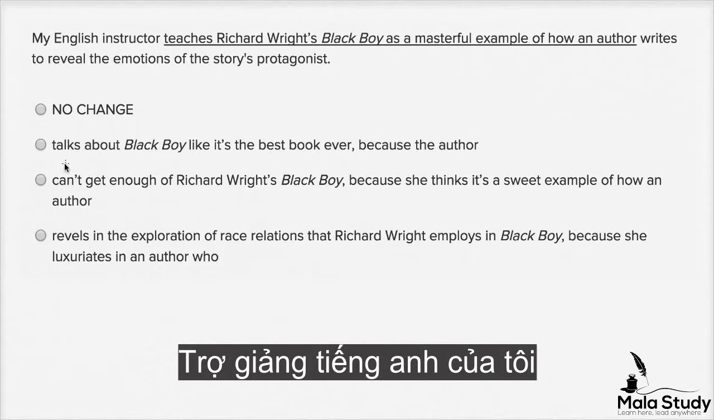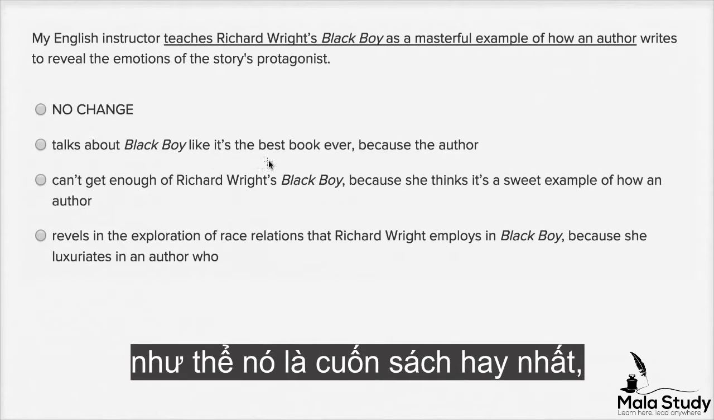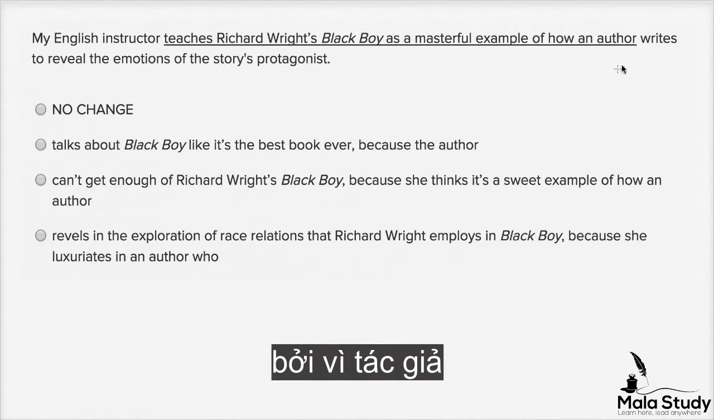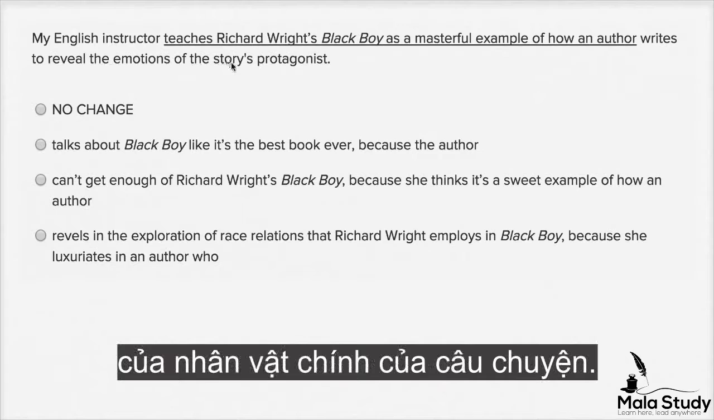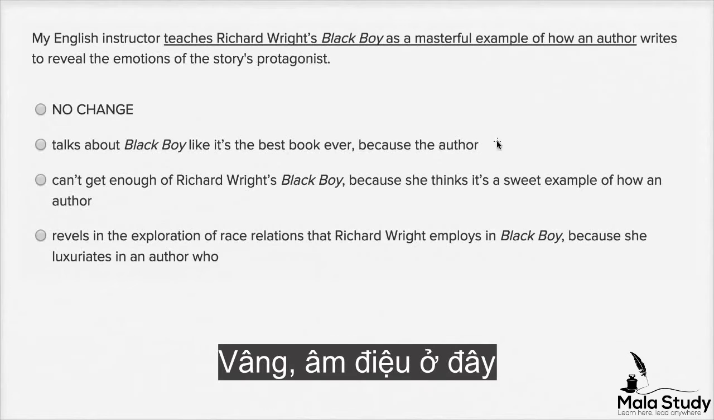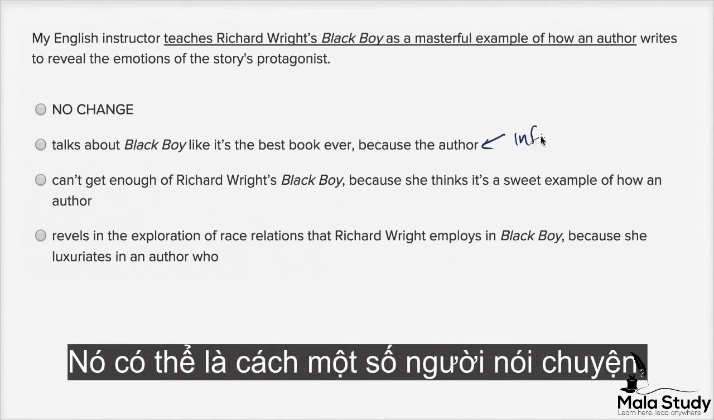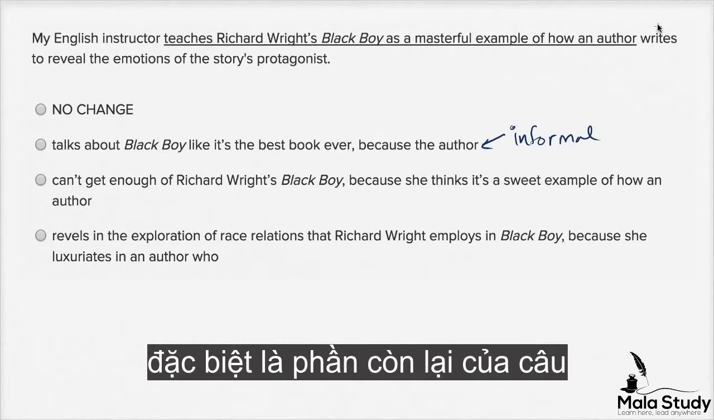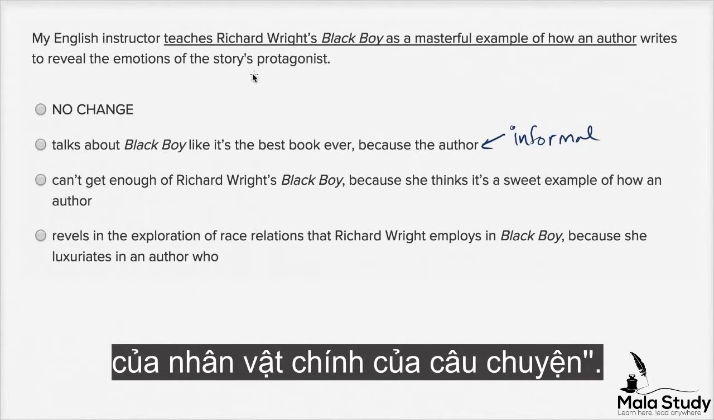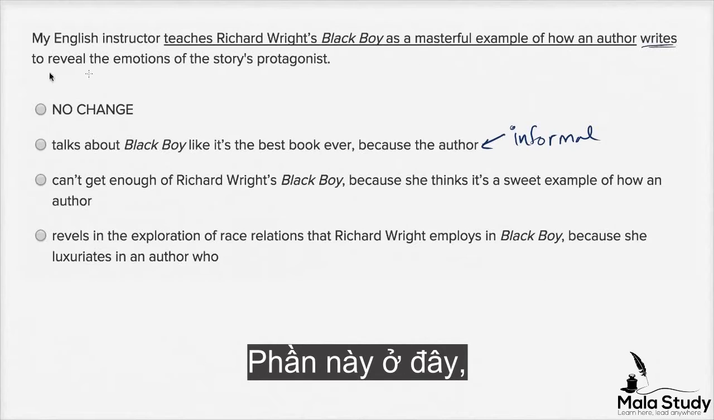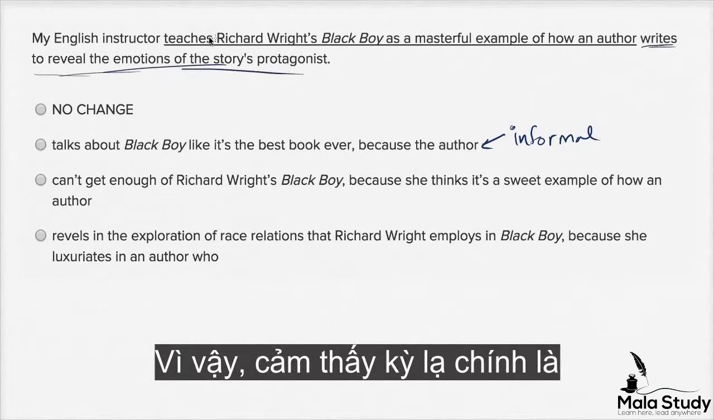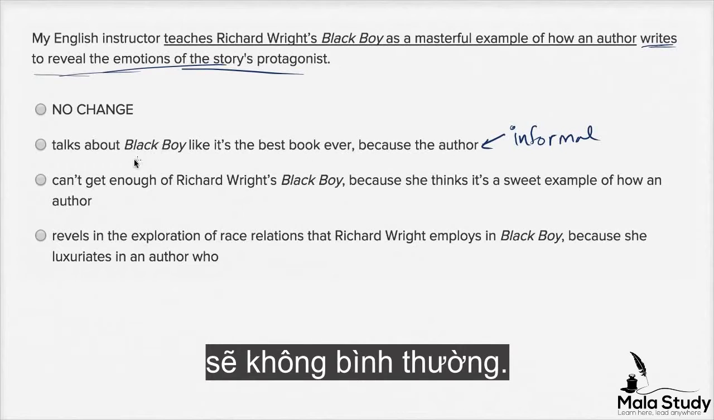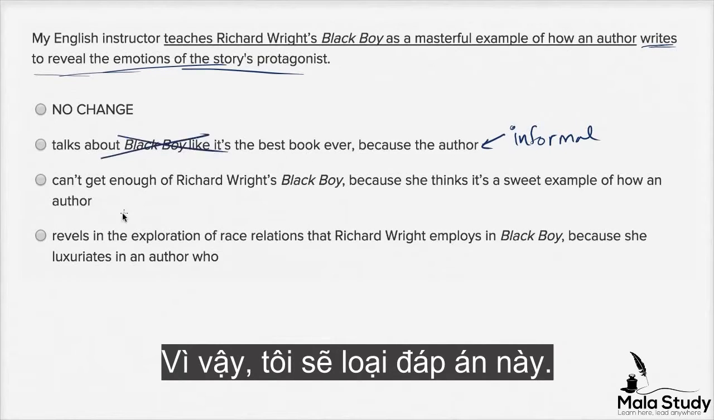My English instructor talks about Black Boy like it's the best book ever because the author writes to reveal the emotions of the story's protagonist. Well, the tone here just seems too informal. It might be how some folks talk, but it isn't how you would necessarily want to write. Especially the rest of the sentence doesn't have that informal tone. You say writes to reveal the emotions of the story's protagonist. This part over here isn't an informal tone, so it feels weird that the underlined part would be informal. So I would rule this one out.